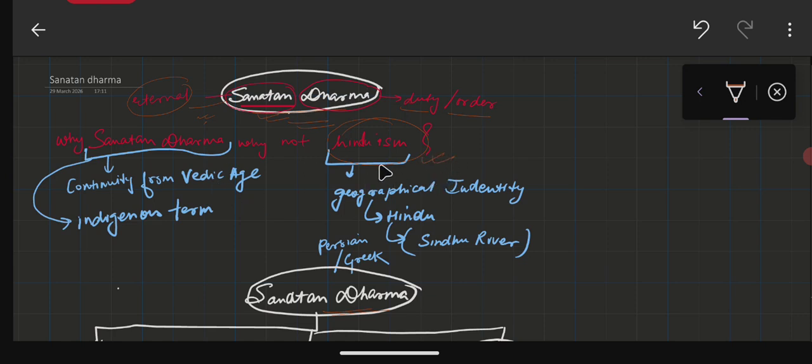So see, Hinduism is a geographical identity. Persians and Greeks used to refer to the people around the Sindhu river area as Hindu. So it was a geographical identity. It was not a religious or cultural identity. While Sanatan Dharma has its continuity from the Vedic age itself, and it is an indigenous term. That's why Sanatan Dharma and not Hinduism.